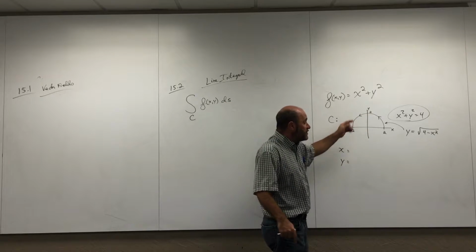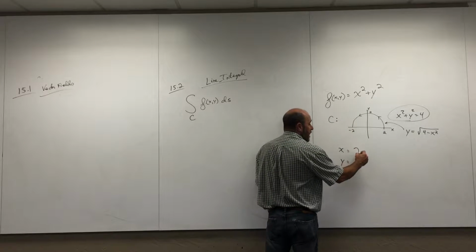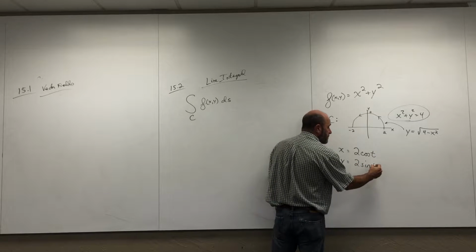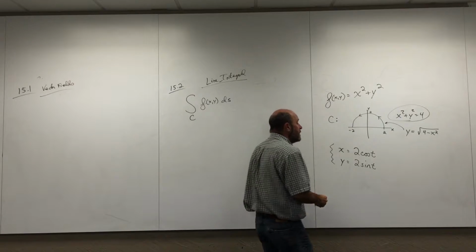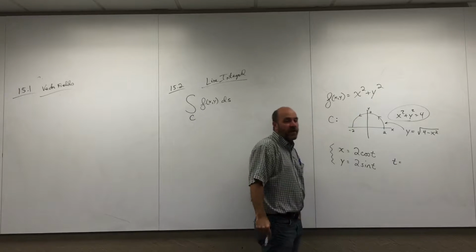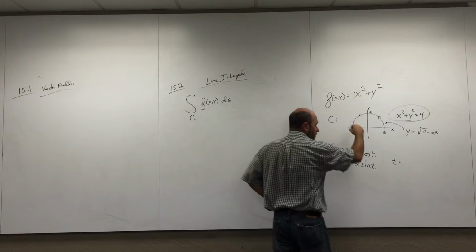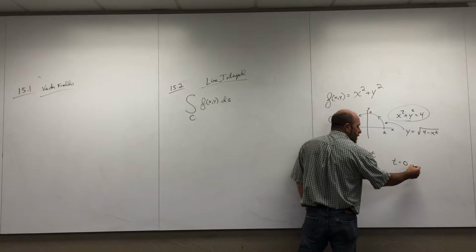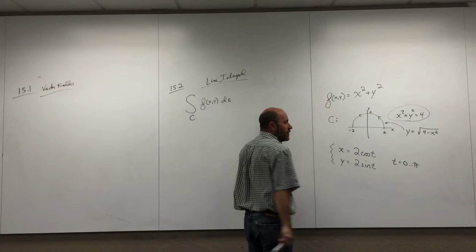A circle of radius 2 oriented counterclockwise like this, I think should be this. x is 2 cos t, and y is 2 sine t. That's the parameterization. Oh, and please tell me how much t I need to finish this semicircle. If it was a full circle, you'd say 0 to 2 pi. It's not a full circle, it's half a circle. I think I need t to go from, t is the angle, 0 to pi. So this is the parameterization of this curve.